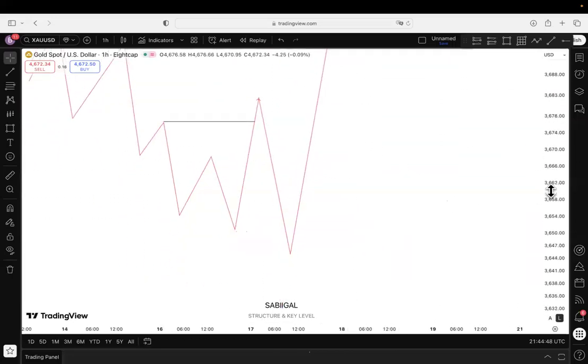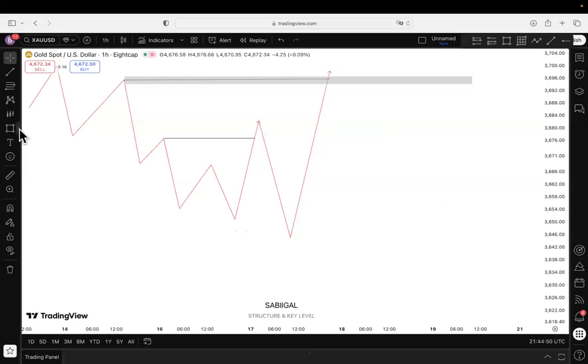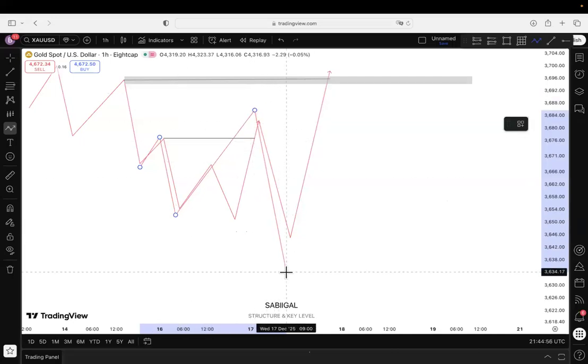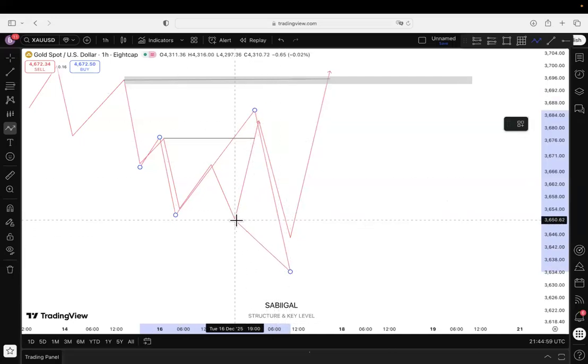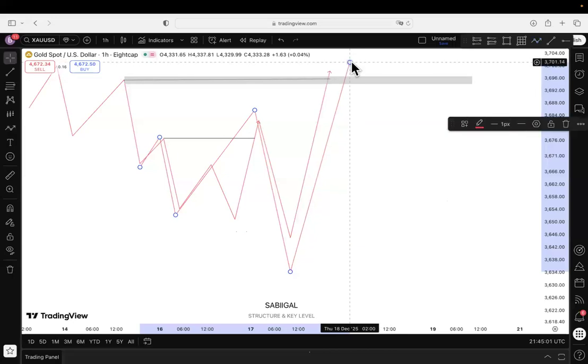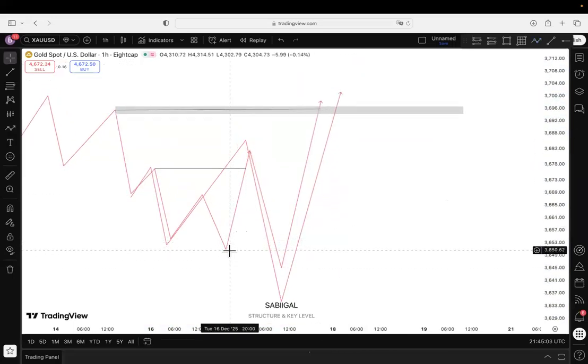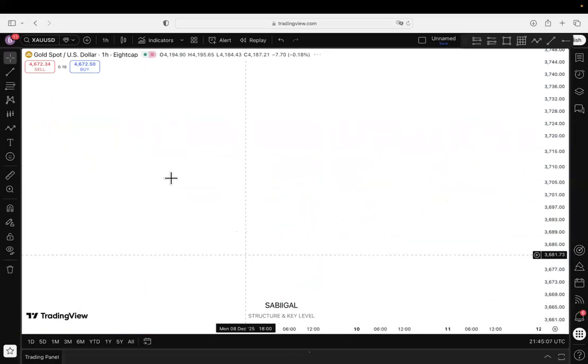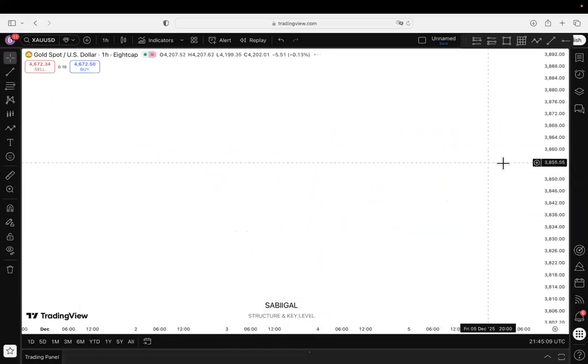The break of structure, the way they will draw it will be like this. That's how they're going to draw it. They're not even going to count this one anymore. This is how it's going to be. This will not even be counted anymore, because this has been swept. I think we got some kind of example like that, yeah.